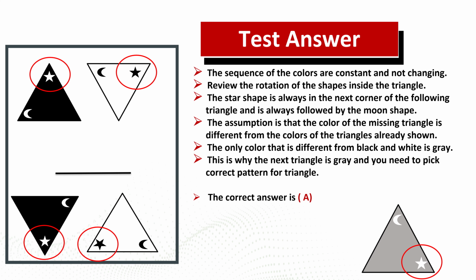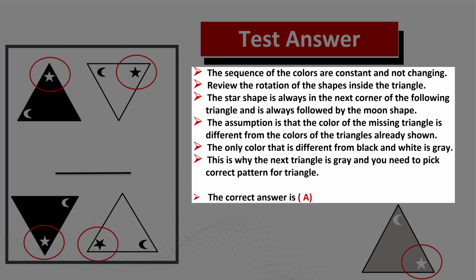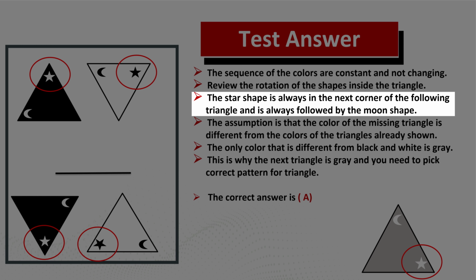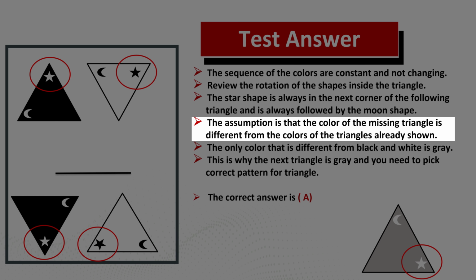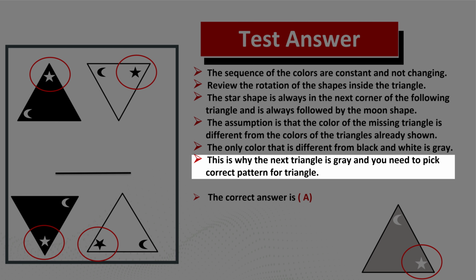We have already looked at the pattern of the colors, and the sequence of colors is constant and is not changing. And we also reviewed the rotation of the shapes inside the triangle. The star shape is always in the next corner of the following triangle and is always followed by the moon shape. The assumption here is that the color of the missing triangle is different from the colors of triangles already shown. And the only color that is different from black and white is gray. This is why the next triangle is gray, and you would need to pick correct pattern for the triangle.